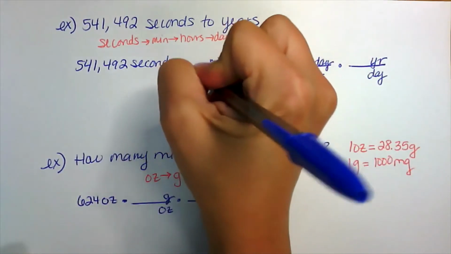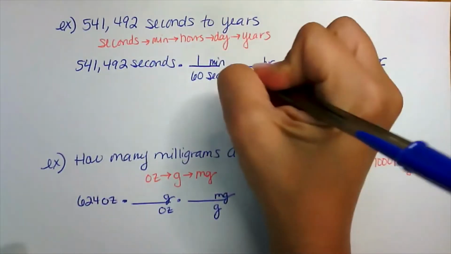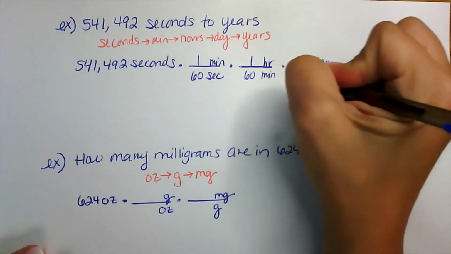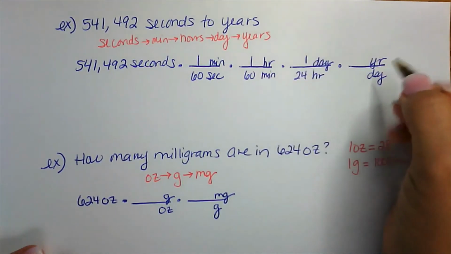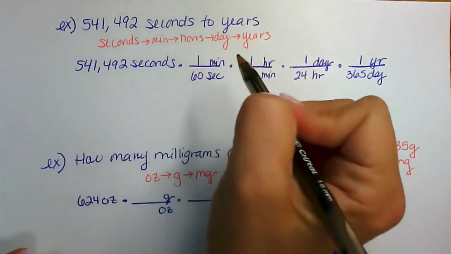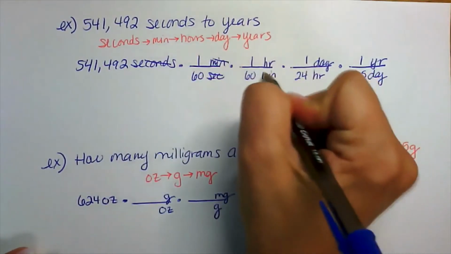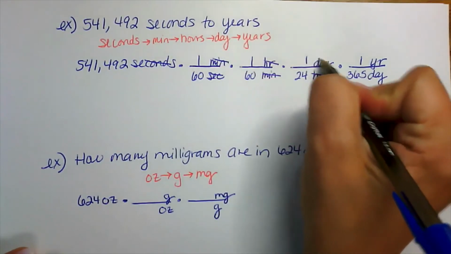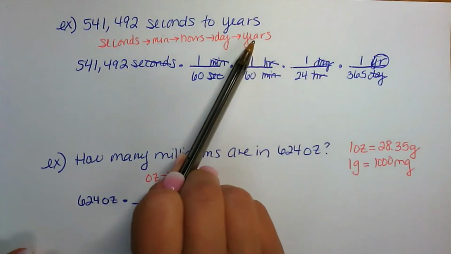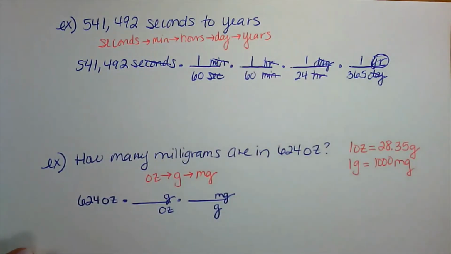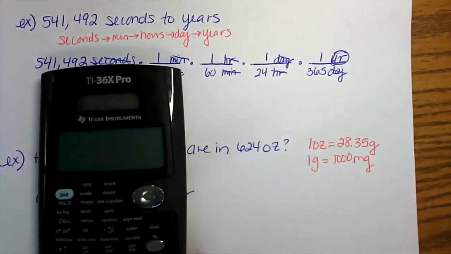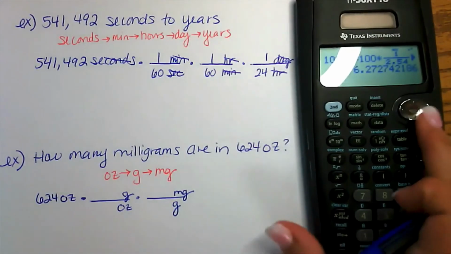We know that there are 60 seconds in 1 minute, 60 minutes in 1 hour, 24 hours in 1 day, and then 365 days in 1 year. As we go through, we are simplifying the units diagonally, leaving us with the unit that we were wanting to get at the end. Then I'm going to go ahead and multiply these. These are the opposite of the last few examples because they are fractions. So we're going to go ahead and multiply all of the fractions.